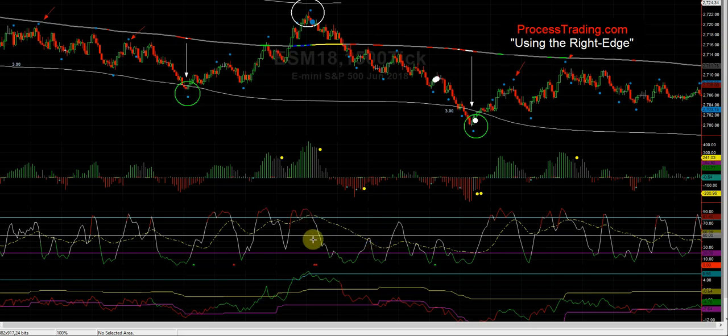As well, we had trend alert dots down here that were red, which is to the downside, as opposed to green over here, which is to the upside, and green over here, which is forecasting the upside.